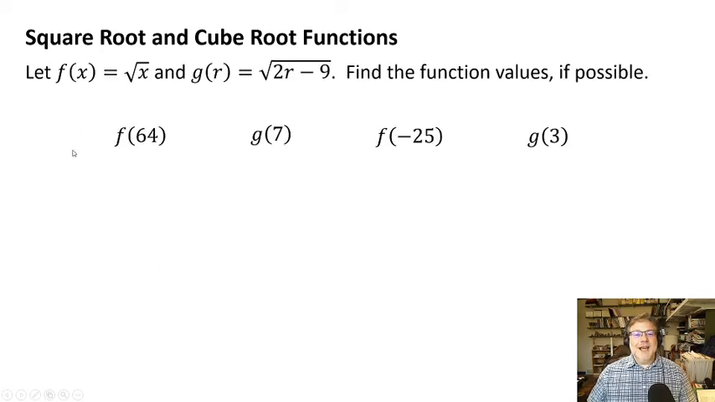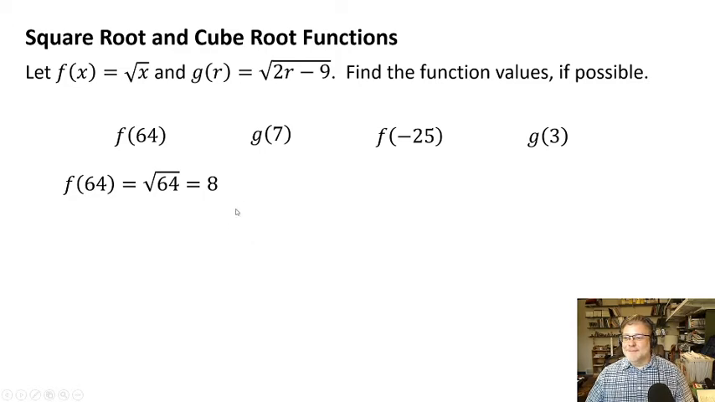So let's see how we work with these square root and cube root functions. Let's just start with square root functions, where f of x is equal to the square root of x. So for f of 64, we're just plugging in 64 into this expression, replacing x with 64. That becomes the square root of 64, which is just 8. So f of 64 is 8.